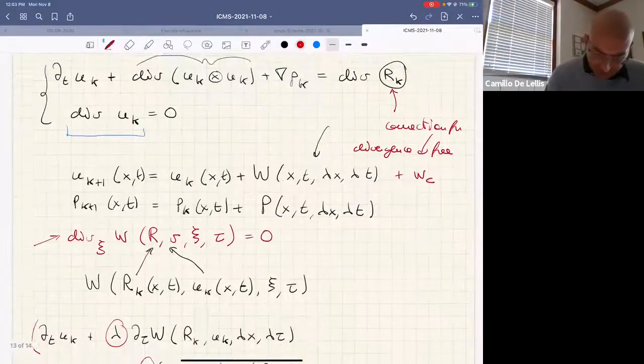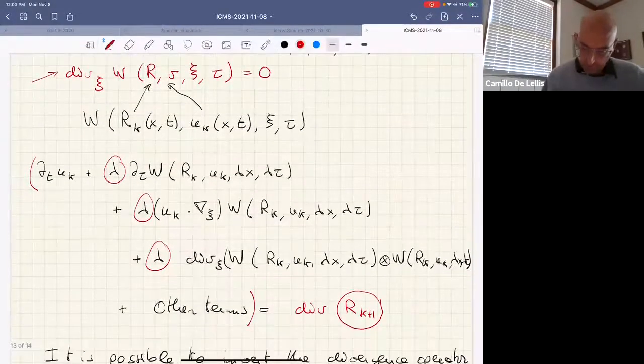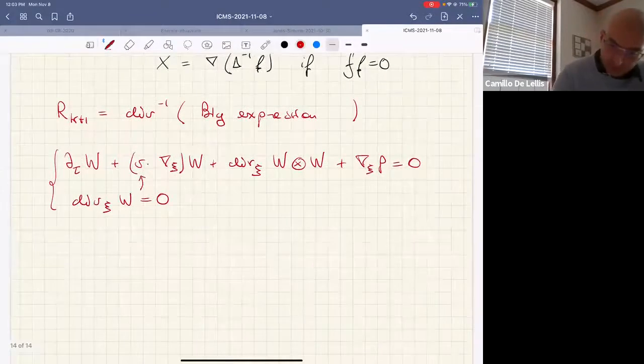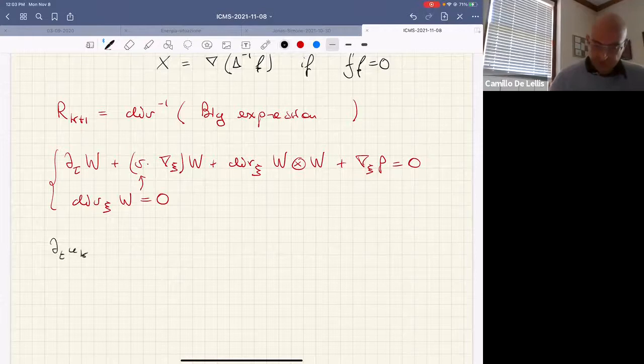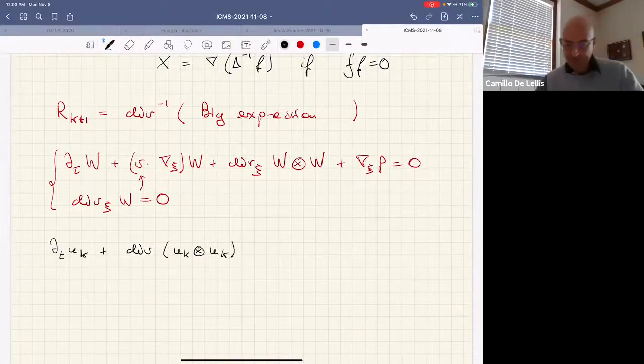Of course, this just tells you that I've killed the terms with a lambda, but let us go only a little bit further and show you one thing. When lambda is equal to 0, what is happening to the other terms is that I'm having dt of UK, of course. I'm having the previous solution, which is divergence of UK tensor UK.